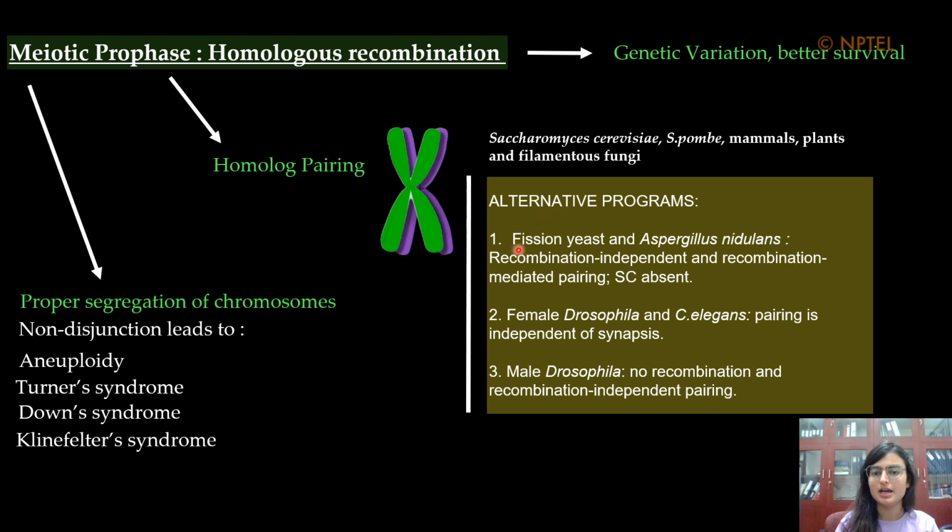For example, in fission yeast and Aspergillus nidulans, both recombination independent and recombination mediated pairing occurs, but the synaptonemal complex is absent. In female Drosophila and C. elegans, the pairing between the homologs is independent of recombination. In male Drosophila, recombination is absent and the pairing between the homologs is recombination independent. We shall see how the recombination independent pairing occurs in a short while.